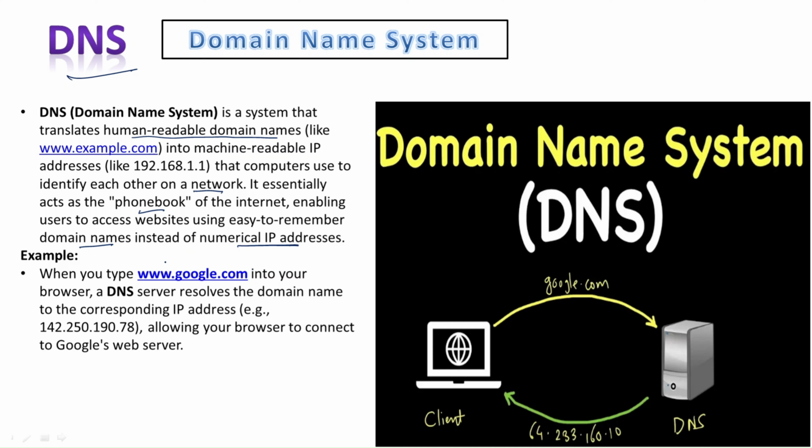For example, when you type www.google.com into your browser, a DNS server resolves the domain name to the corresponding IP address, such as 142.250.190.78, allowing your browser to connect to Google's web server.